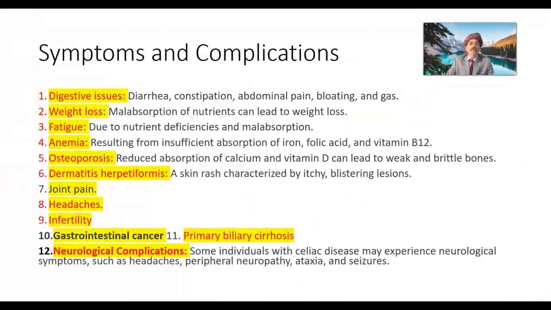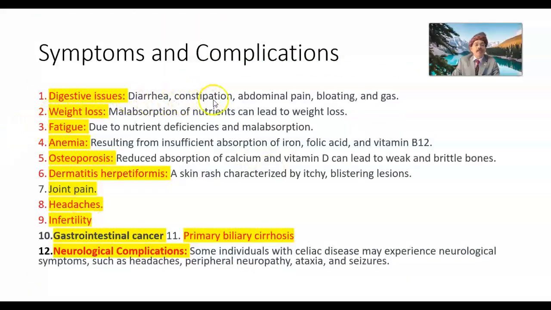Symptoms and complications: diarrhea or constipation, abdominal pain, bloating and gas, with diarrhea being more likely. Weight loss, as malabsorption of nutrients can lead to weight loss. Fatigue due to nutrient deficiencies and malabsorption. Anemia resulting from insufficient absorption of iron, folic acid and vitamin B12. Osteoporosis, as reduced absorption of calcium and vitamin D can lead to weak and brittle bones.